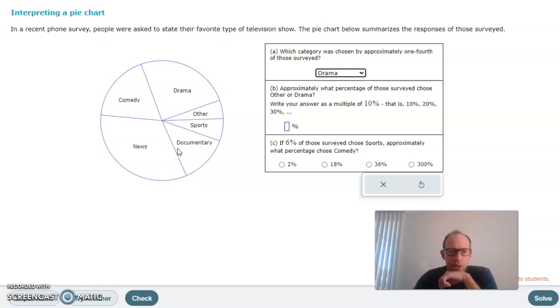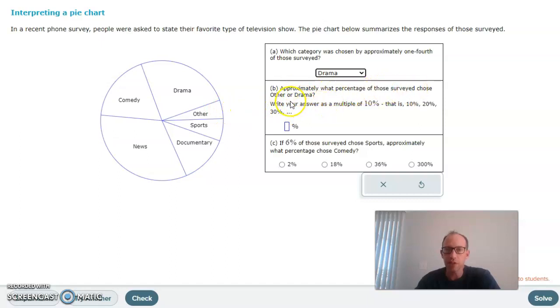The other thing to note is that each person surveyed here can only go into one category because we're talking about parts of the whole. So if I liked drama and comedy, I could not be included in both the drama and comedy slice. And the way they prevented that in the survey is they asked their favorite type. So each person here is in exactly one slice, no more nor less, just like contingency tables we saw recently.